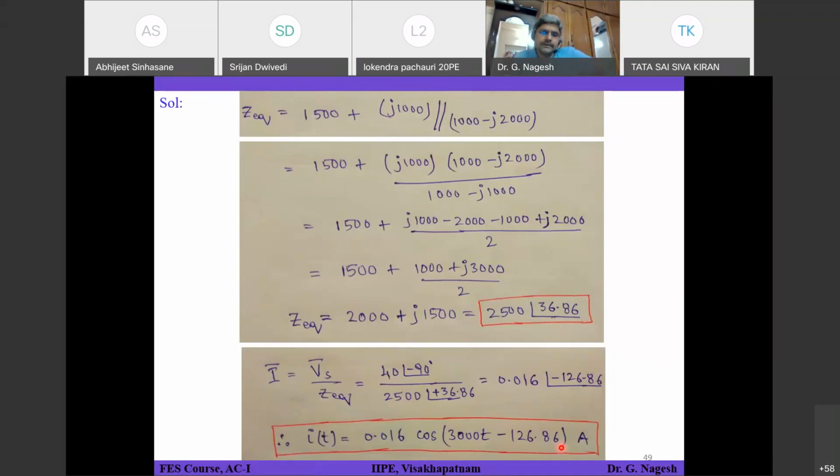I hope it is clear to everyone: how to calculate the equivalent impedance, how to calculate the current phasor, and convert that current phasor into an equivalent time domain function. I hope these examples are good enough to understand impedance and converting phasor to time domain or time domain to phasor. Does anyone have any doubt in this?